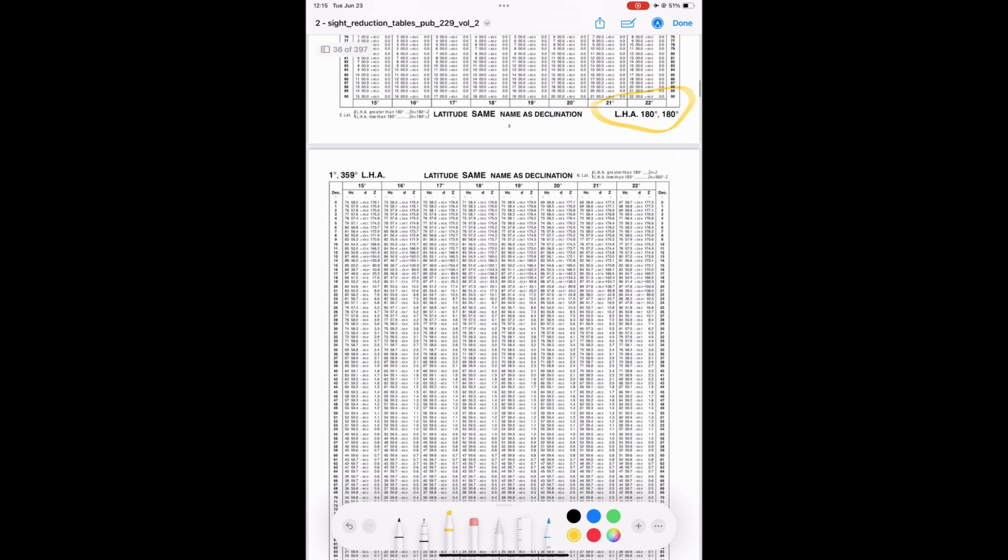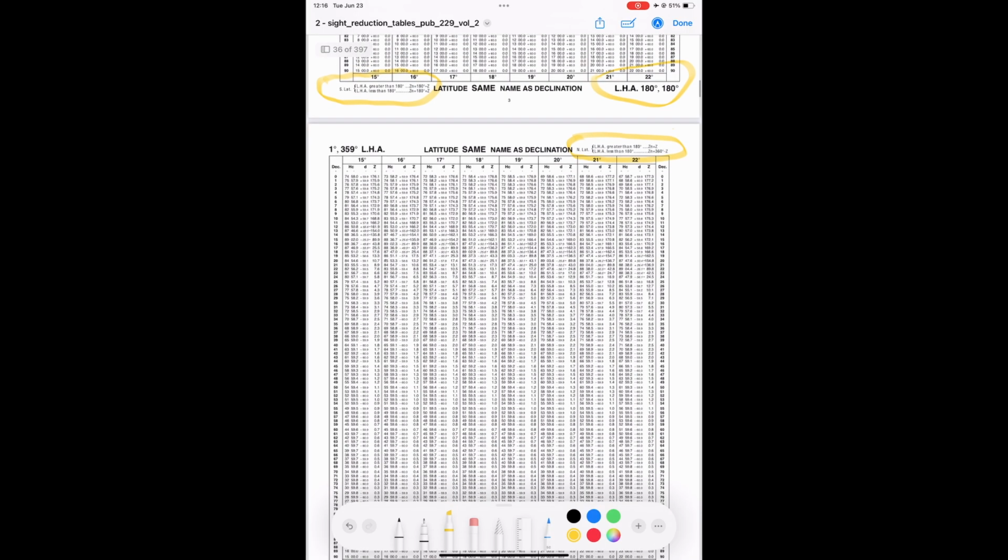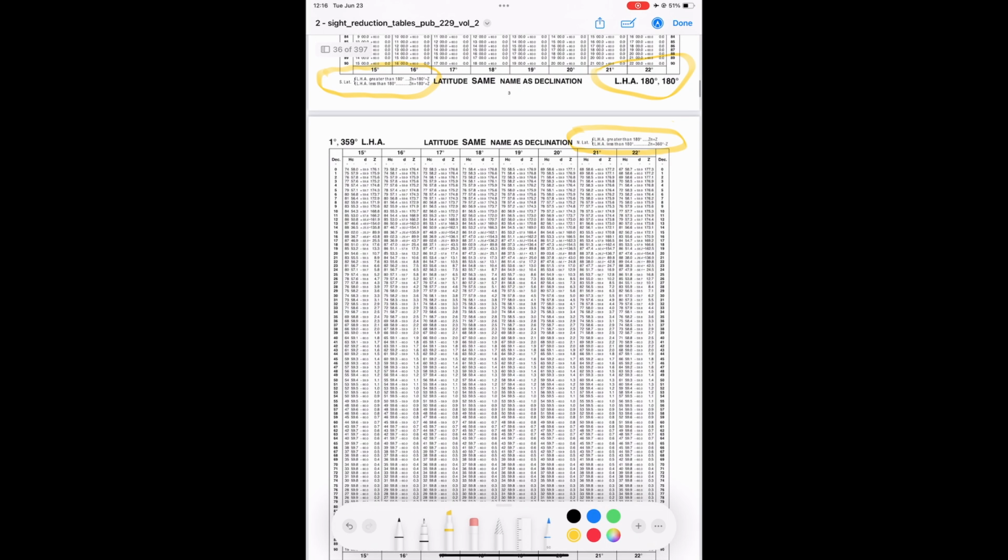If you look right here, you see that it says south latitude, but we have a northern latitude. So we're going to go here with this rule. These are basically rules that you have to follow. This is the last bit of this Pub 229. In this instance, we have north latitude. Our latitude was north.